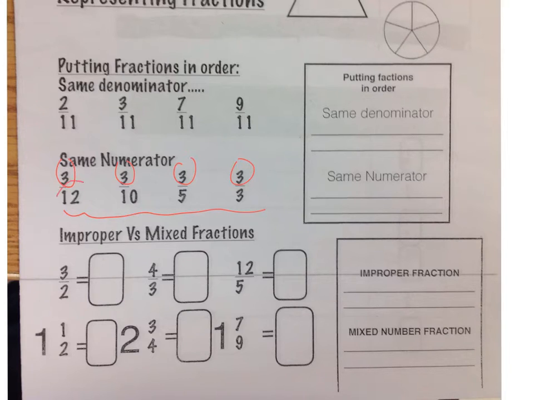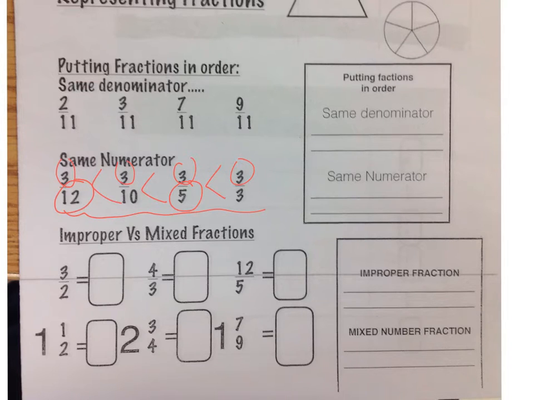Let's say in this one, the pizza was broken up into 12 pieces, and you're getting 3 piddly little pieces. Whereas over here, the pizza's broken up into 5 pieces, and you're getting 3. You're getting more than half. And of course, 3 over 3 equals 1. So the rule is, if you've got the same numerator, then you look at the denominator, and the lower number is actually greater.